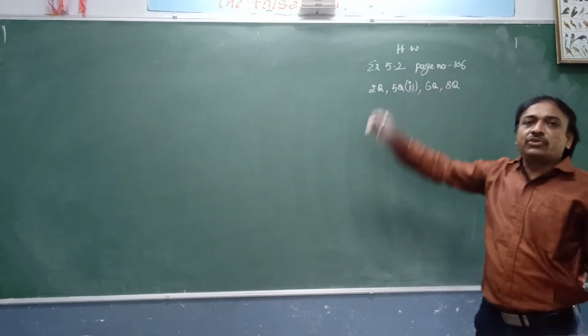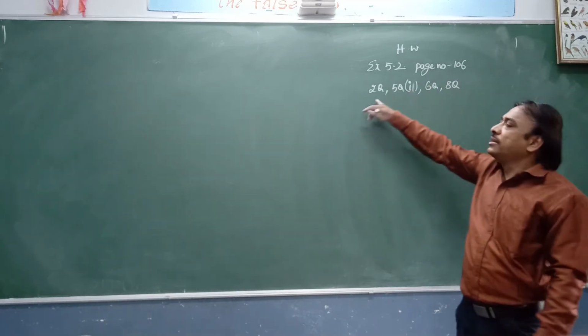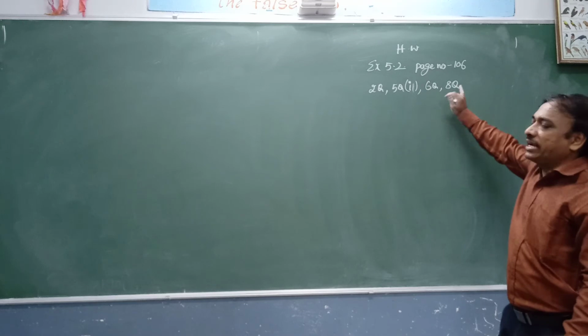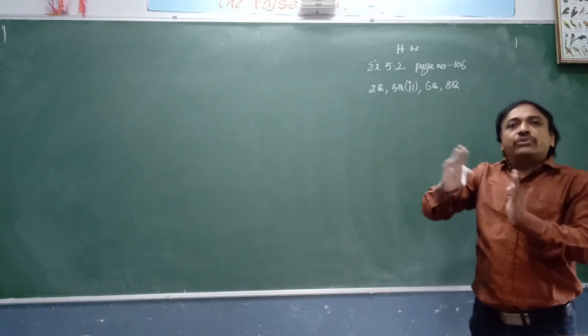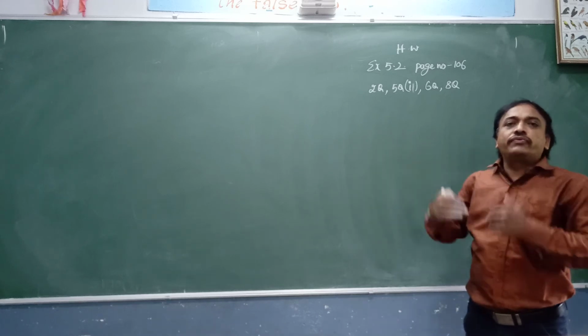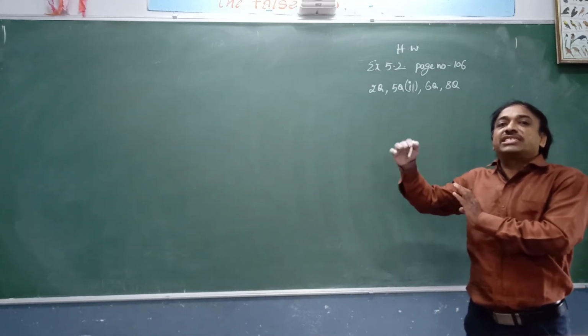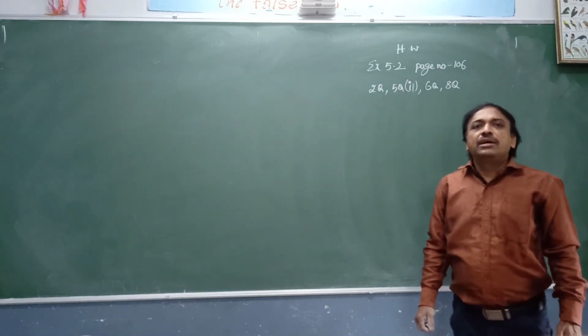So here we have some homework questions from exercise 5.2, page number 106: question numbers 2, 5, 6 and 8. What did we discuss today? We discussed, when they give the second term or sixth term, how to obtain A and D and how to get the given term which is required in the question. I hope you understood. Thank you.